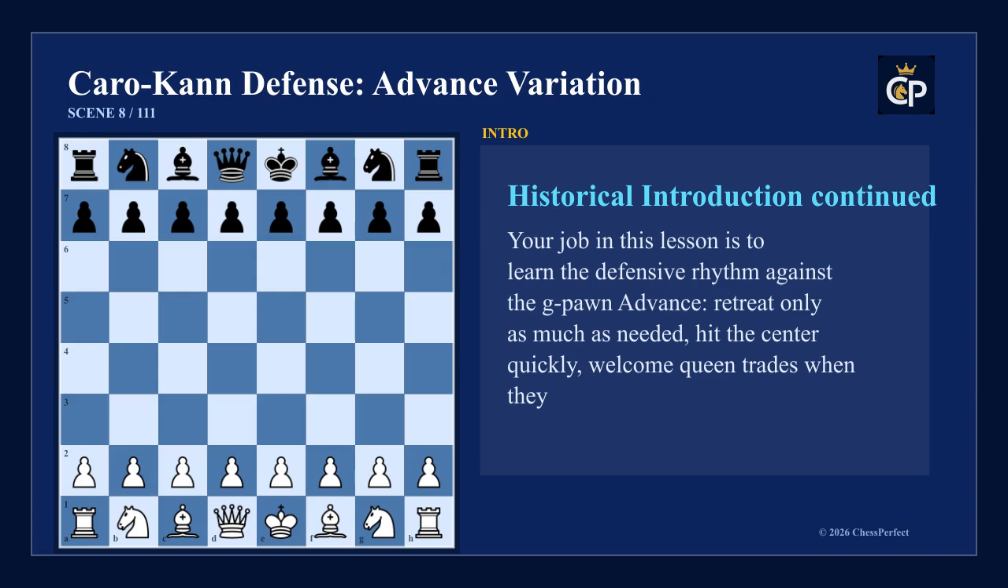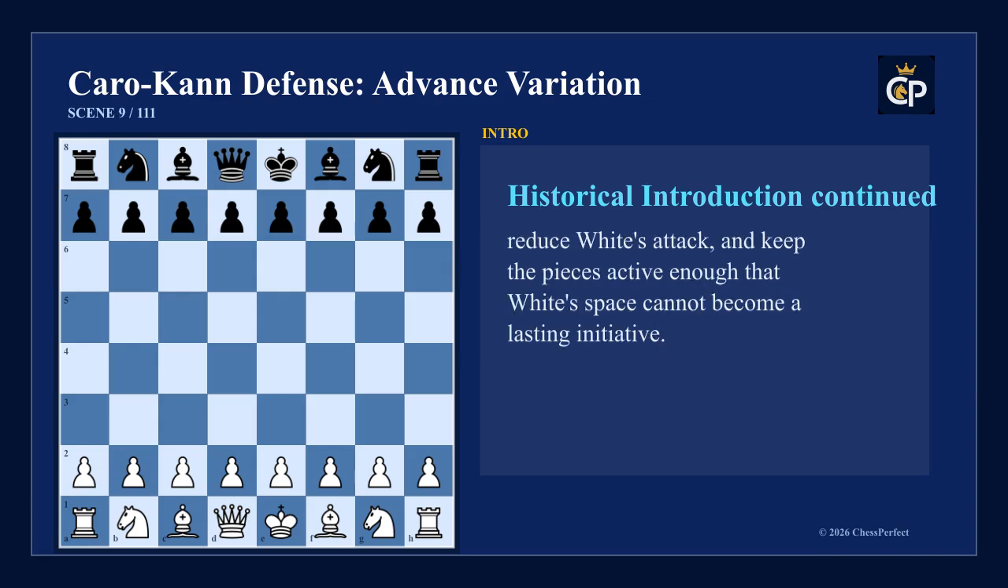Your job in this lesson is to learn the defensive rhythm against the g-pawn advance: retreat only as much as needed, hit the center quickly, welcome queen trades when they reduce white's attack, and keep the pieces active enough that white's space cannot become a lasting initiative.